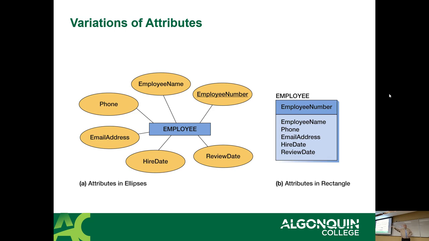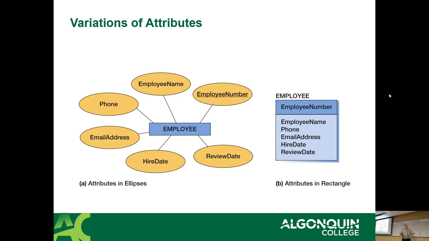A lot of modern design software has decided to go, we don't like making people do bubbles and boxes. And there's actually another one, it's a diamond. They go, we don't like that. So we're going to just do it like a table. So we've got the entity name at the top. You've got the identifier at the very top in its own section, then everything else under it.